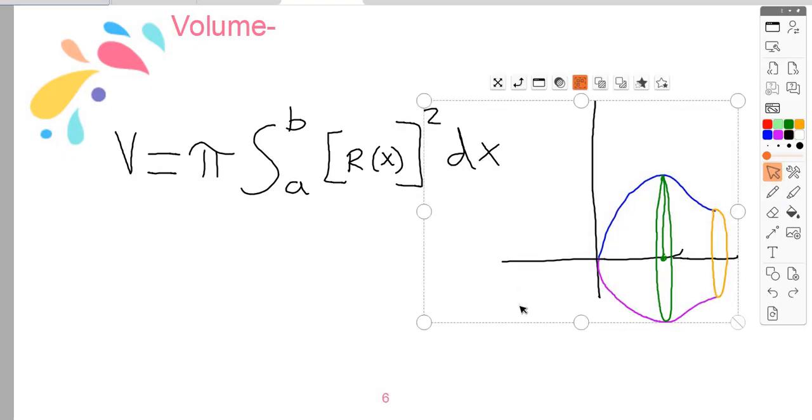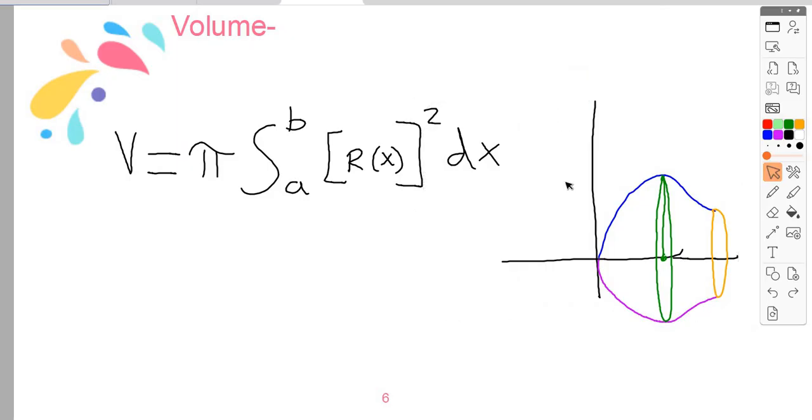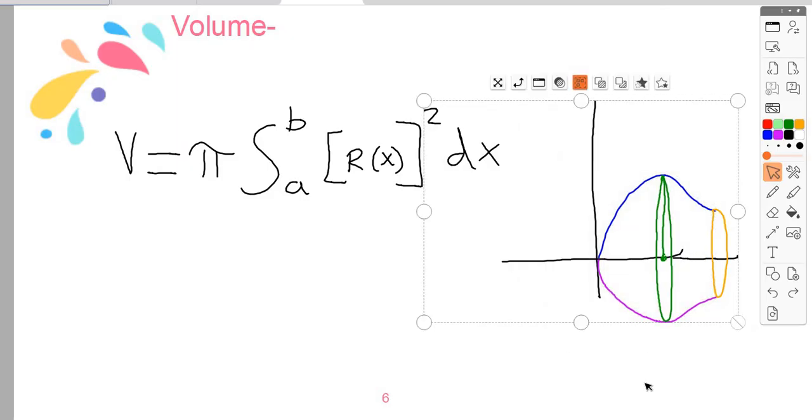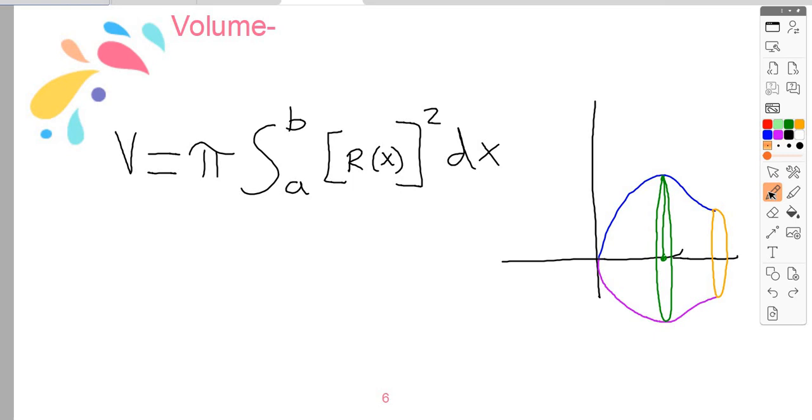Like I drew this one. I drew this one going vertically, because I was rotating around my x-axis. We just as easily could have rotated it. We get a really funky shape, but I just as easily could have rotated it around our y-axis.